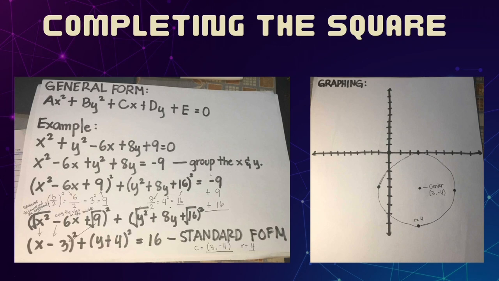And we are going to make the same process for the side of y. And this is how we get the standard form equation from general form. So to identify the center and the radius, the center will be positive 3 and negative 4, and the radius would be 4. So yeah, that is how we get the standard form from general form.